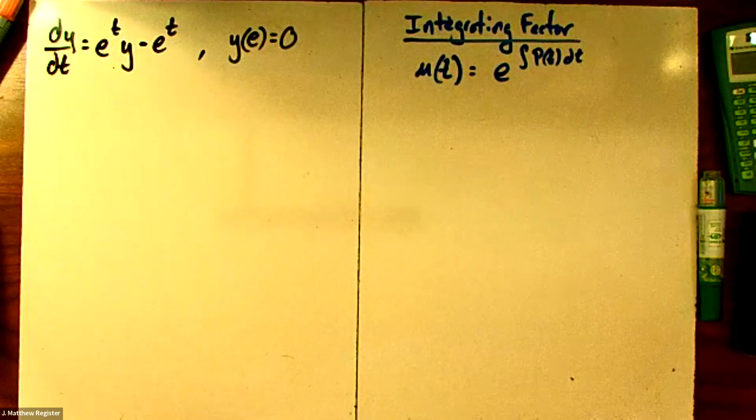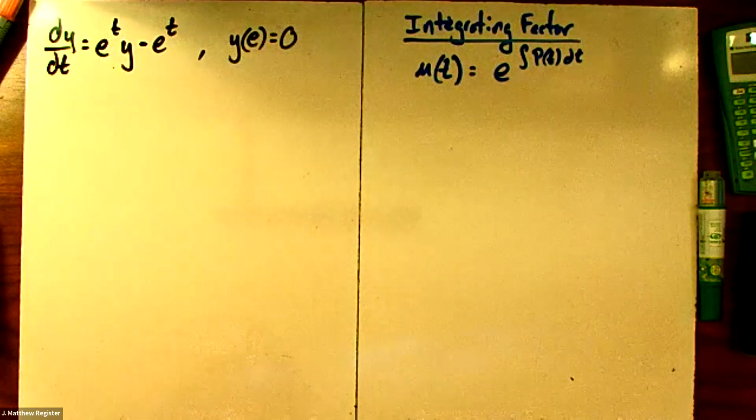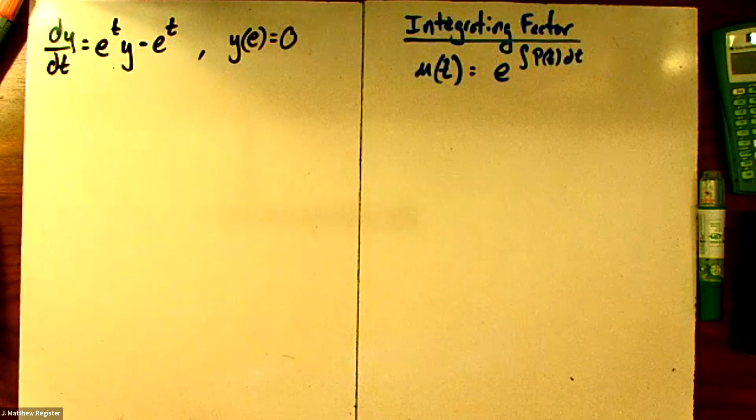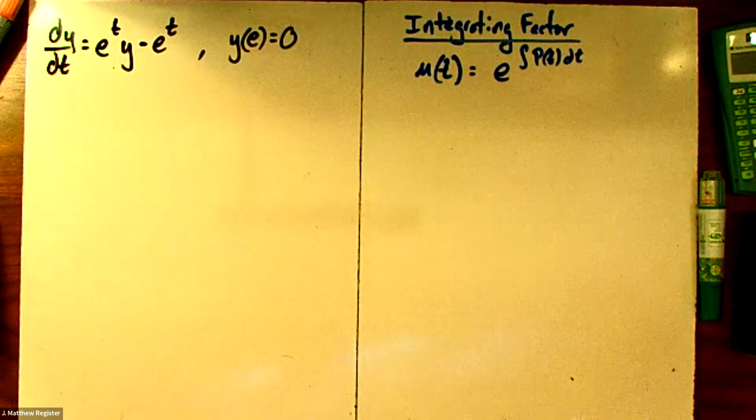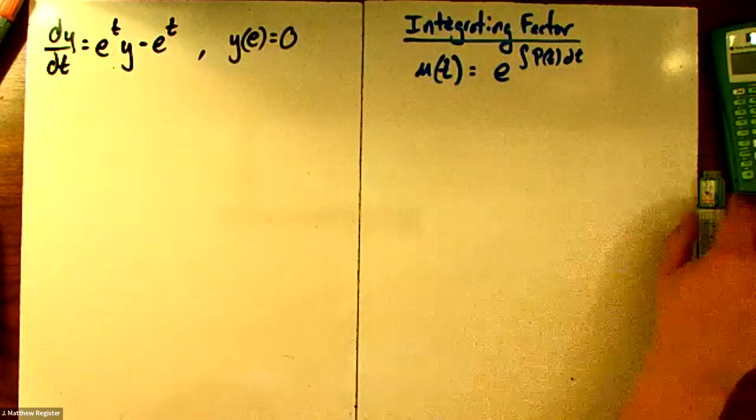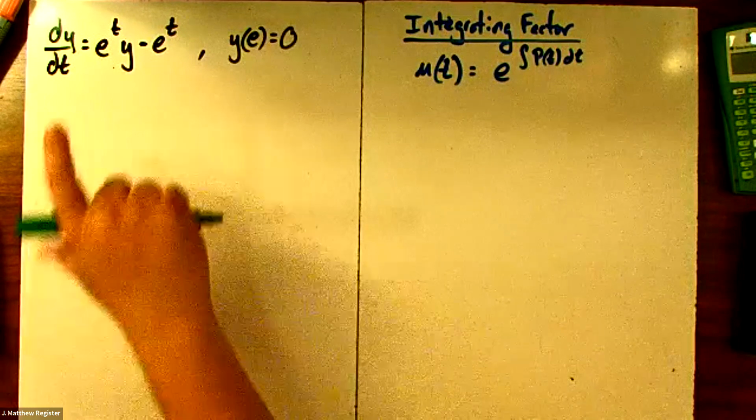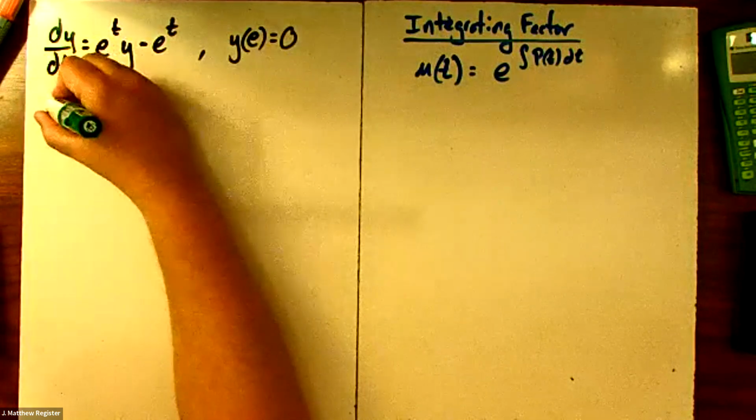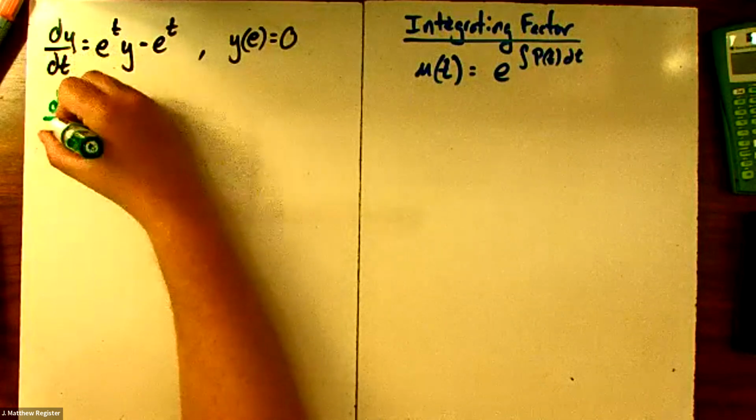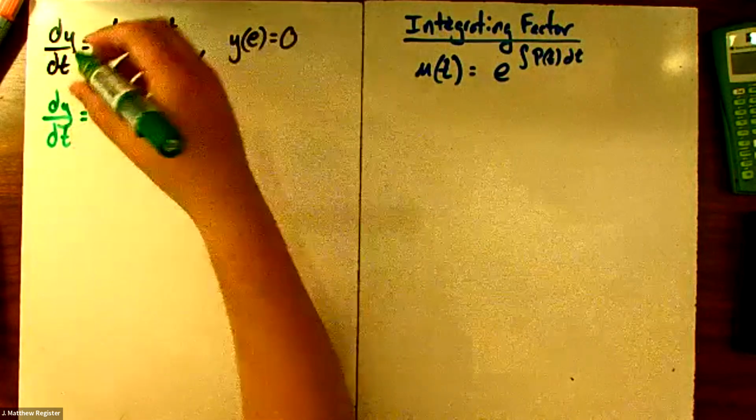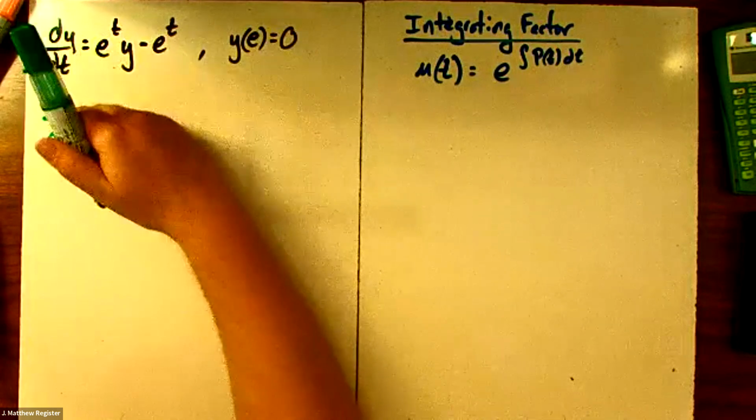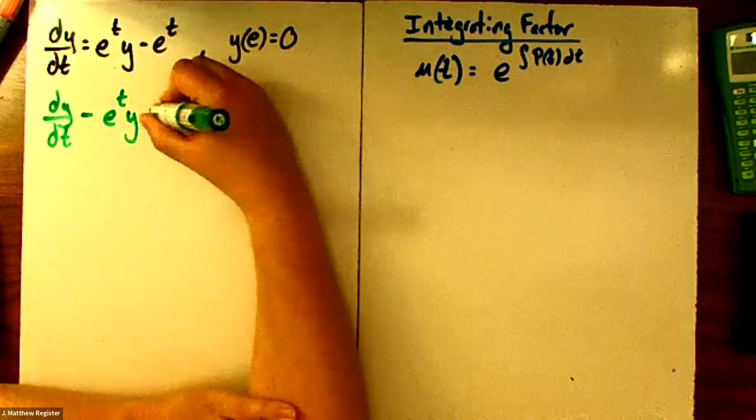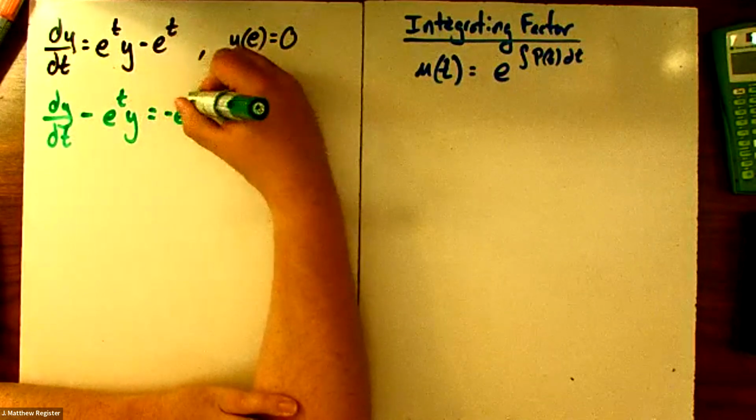There we go, a little coffee helps. And so first things first, we need to get this in the proper orientation. Now we need to get it so that it's set up so that it looks correct. And so that means we should move our e to the t y over to the left side. That would give us dy/dt minus e to the t y is equal to negative e to the t.